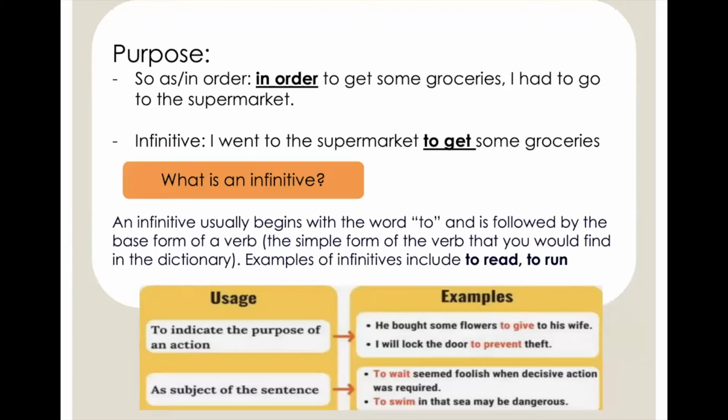Another phrase that we might use to explain purpose might be "so as" or "in order". An example of this would be, in order to get some groceries, I had to go to the supermarket. You can't really get them from the auto store. Or an infinitive: I went to the supermarket to get some groceries. If you're not quite 100% sure on what an infinitive is, it usually begins with the word "to" and is followed by a basic form of a verb. So down the bottom here, we've got a couple of examples of that. It might be to run, to read, to give, to prevent theft, to wait, to swim. So that's what an infinitive is when we're expressing ourselves about purpose.